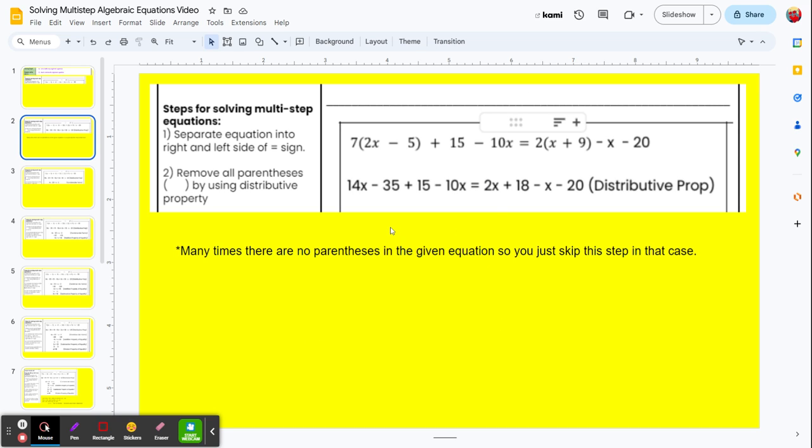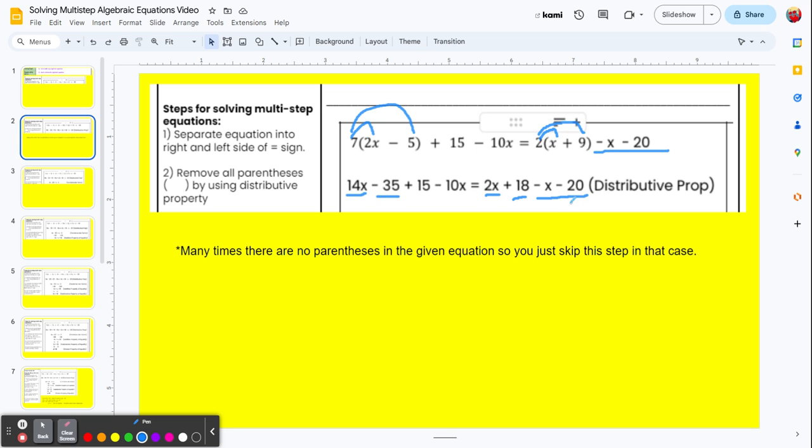All right, so next step is we're going to remove all parentheses by using the distributive property. So we're going to come up here and go 7 multiplied by 2x gets us 14x. And then 7 times the negative 5 gets us the negative 35. Then do not forget to write the rest of your expression out on the left side, 15 minus 10x. Equal sign, now we do the distributive property on the other side. 2 times x is 2x. 2 times 9 is 18. And then don't forget to write the rest of the expression, negative x minus 20.